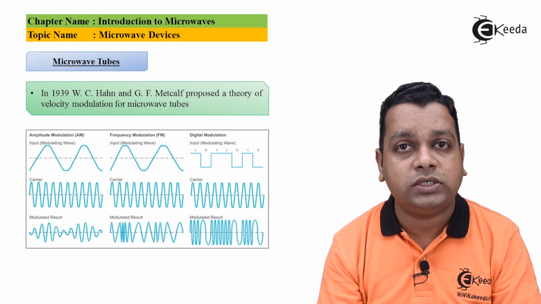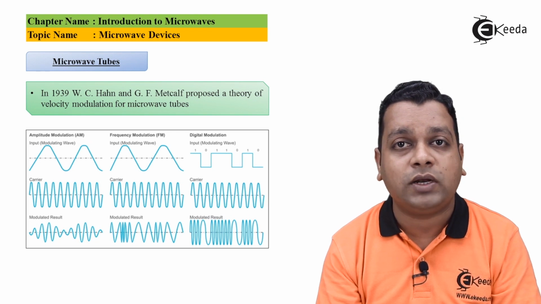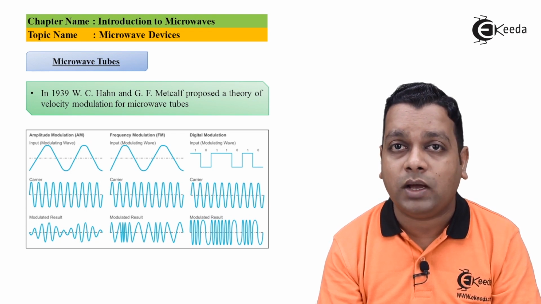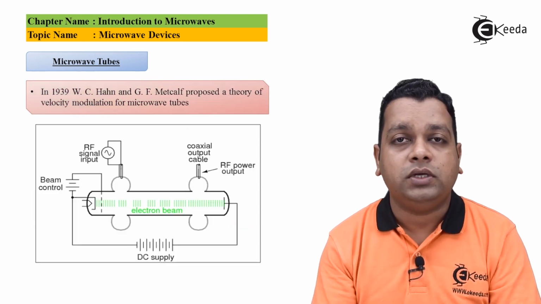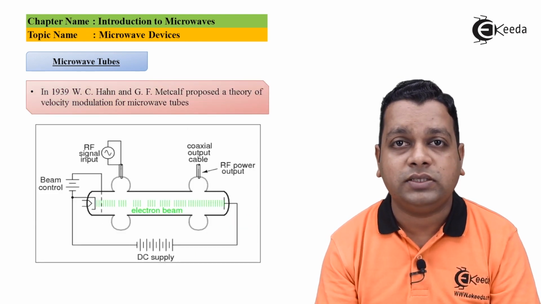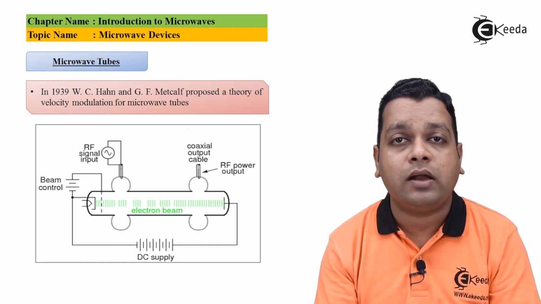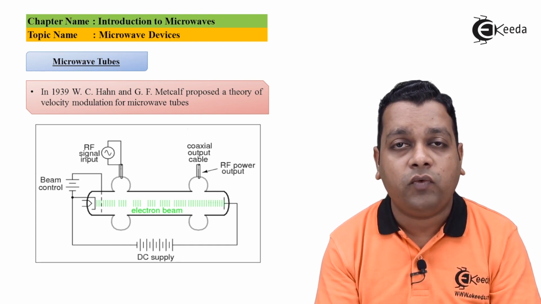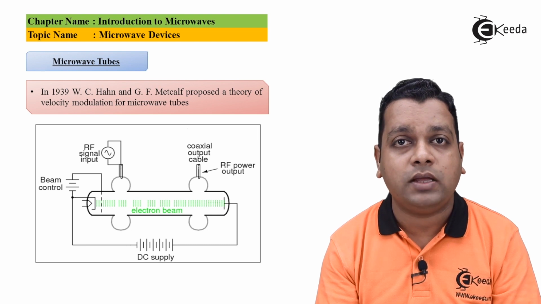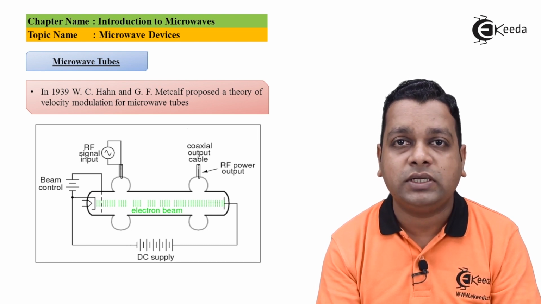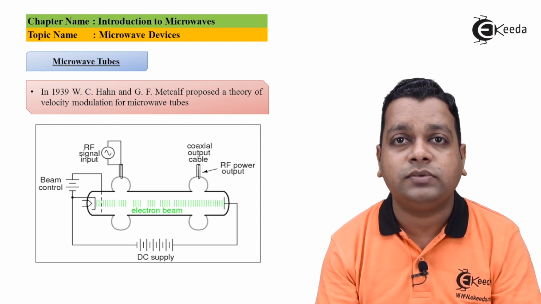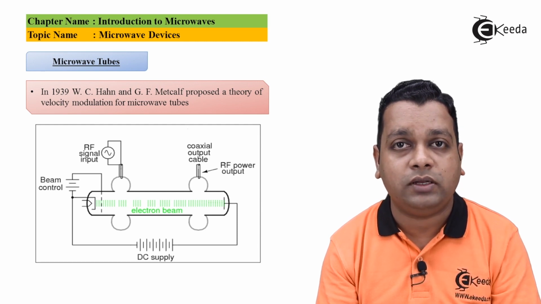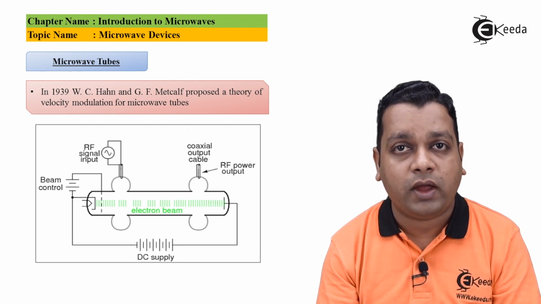So velocity modulation is very important as far as the operation of the microwave devices based on the vacuum tube platform is concerned. For example, in the figure you can see in the diagram RF in is mentioned, where the signal to be amplified is applied. So this is basically the microwave tube here, and whatever RF signal is applied to the RF in is getting the velocity modulation inside the vacuum tube.